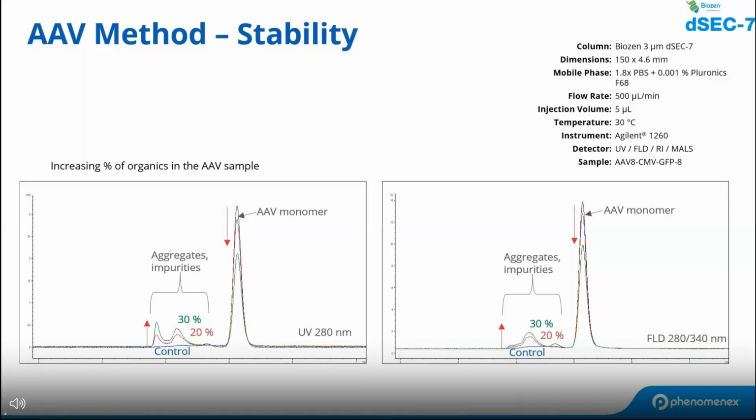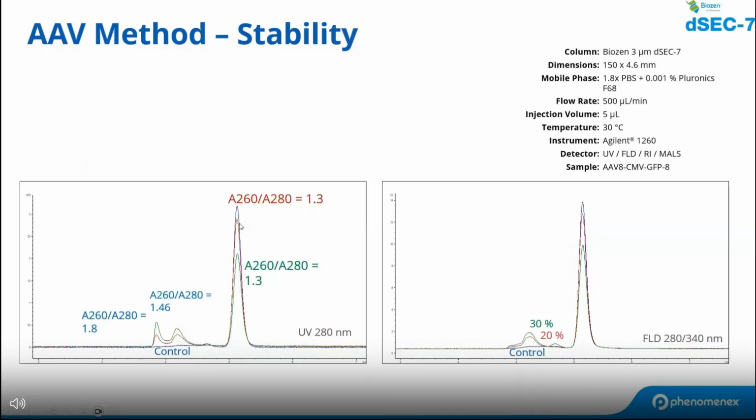Now, what it implies is that the column actually did its job. It allowed you to separate the forms that are inside the sample really, really well. So now you can bring your detectors in and start to identify what these things are. So here on the left, this is actually a UV280. You can start looking at the FLD response. And what you can also do is start looking at the ratios of 260 to 280 of the separate peaks.